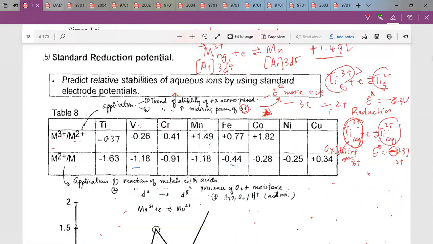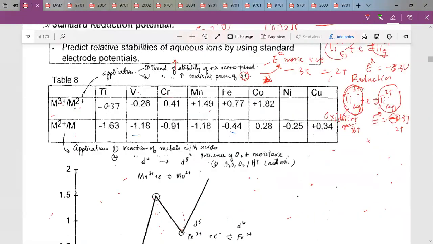Now here, see again, reduction. Because M2+ to M, of course here, let's say M is titanium. Ti2+ aqueous plus 2 electrons, reversible to give you titanium solid. And here the E naught, the potential for reduction, is minus 1.63.